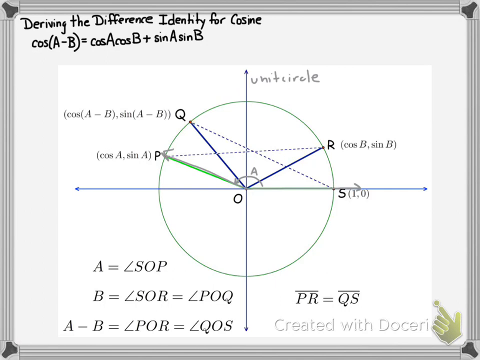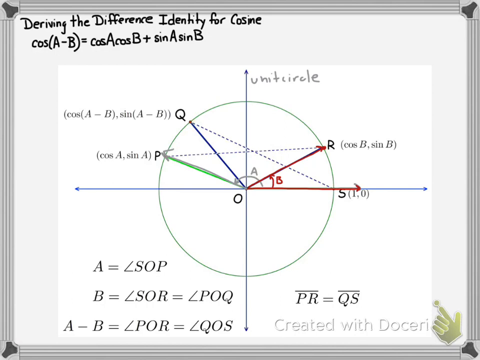Another angle that we create in this drawing is angle B, and angle B starts on the x-axis and has its terminal side pointing toward point R. So this is an angle whose measurement is B. Just like point P, I can describe R, this point over here at the end of angle B: x value cosine B, y value sine B.